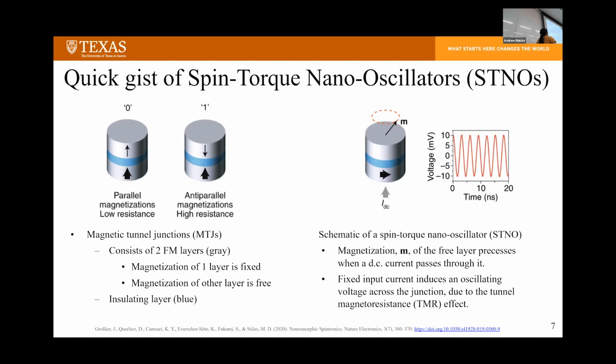When the magnetization of this free layer oscillates, it produces oscillations in the electrical resistance of the MTJ, and this is caused by what we call the TMR effect, the tunnel magnetoresistance effect. This TMR can then be used to detect voltage signals with amplitudes as large as tens of millivolts.